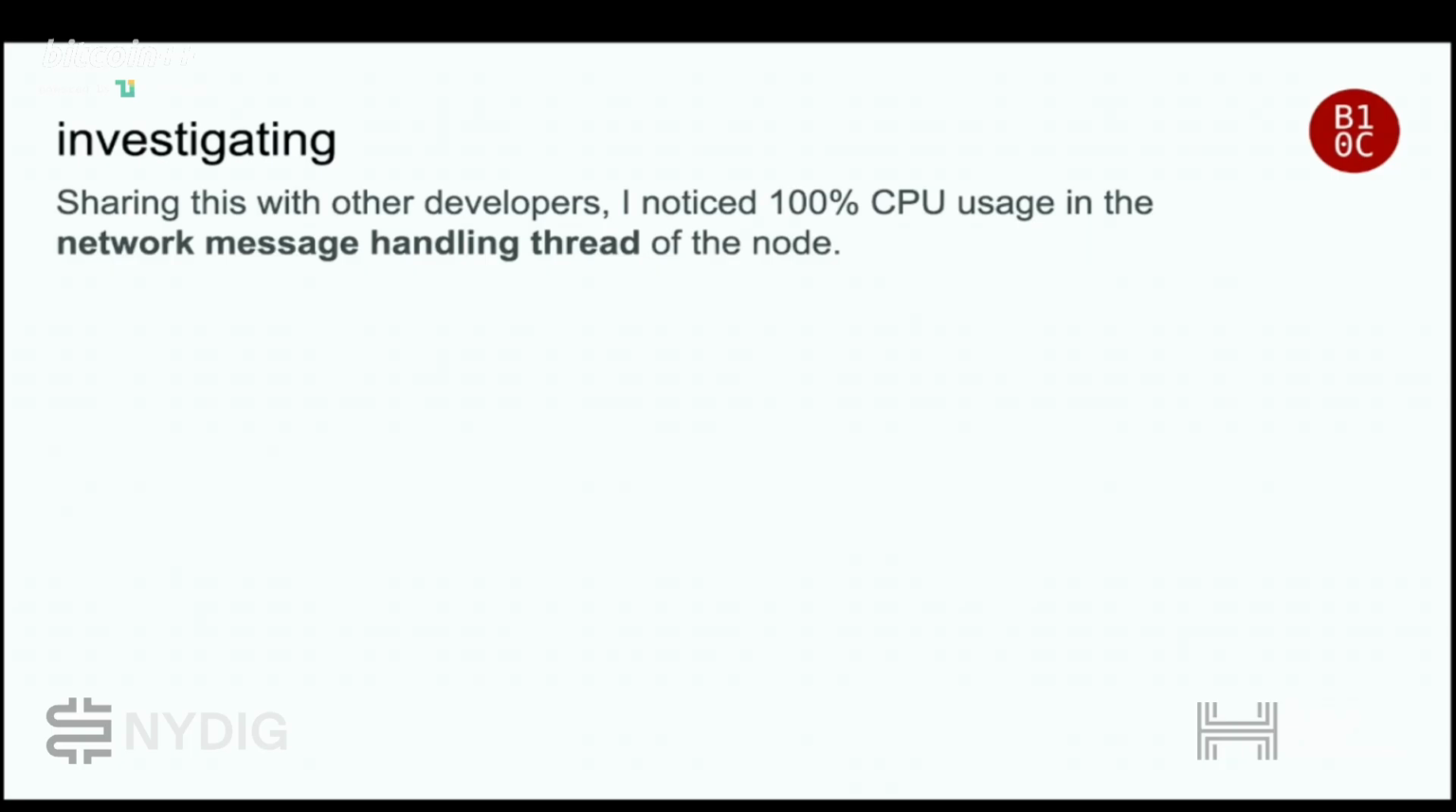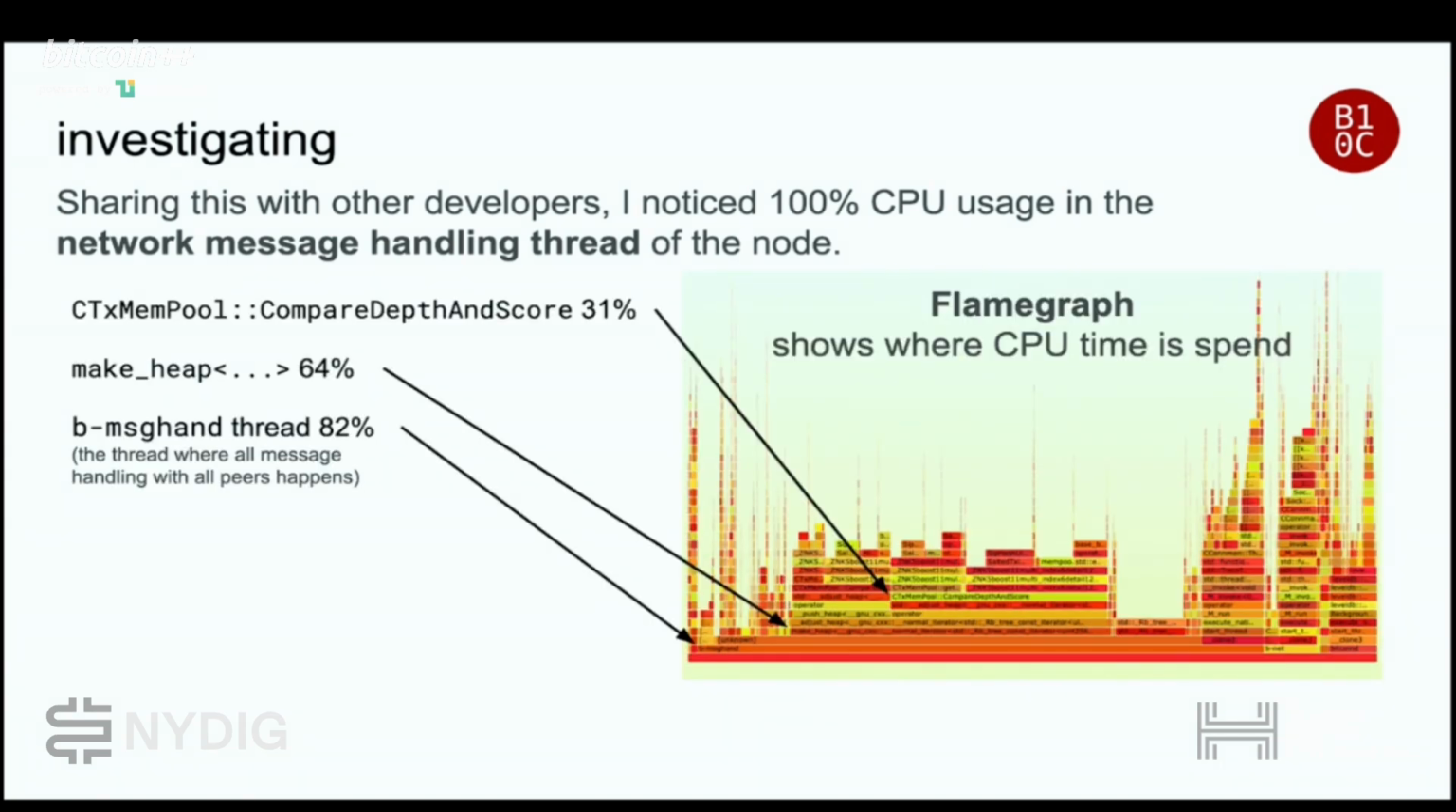Going on and investigating this and speaking with a few other developers, I noticed that the node had 100% CPU usage in the network message handling thread of the node. So Bitcoin Core has one thread that's handling all the messages between peers, and there we had like 100% CPU usage. To dive deeper there, I did something that's called a flame graph. So I recorded where the time is being spent, in which function the time is being spent, and you read flame graphs from the bottom to top. So the bottom is a function you're spending more time in than in the top functions.